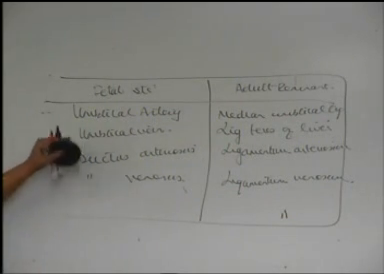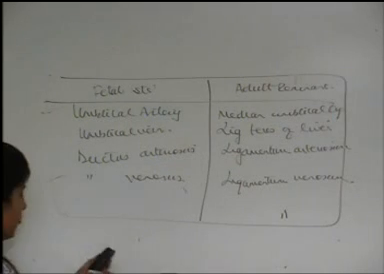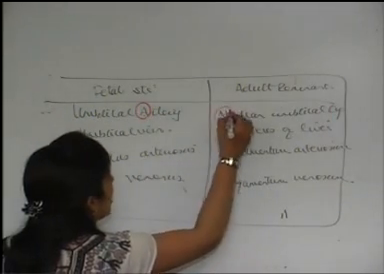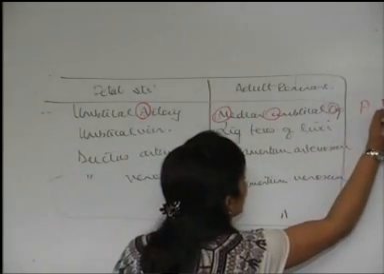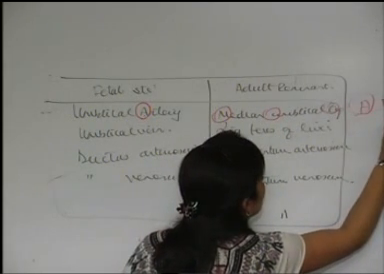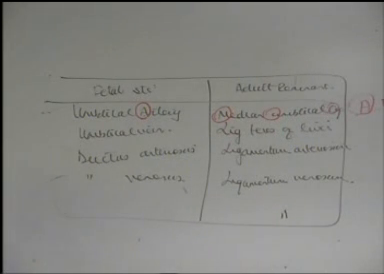The only confusion is between umbilical artery and umbilical vein. So I have a very good way of remembering it, and that is: umbilical artery forms median umbilical ligament, that is AMUL, AMUL. Artery forms the median umbilical ligament. So now this table is very easy to remember.